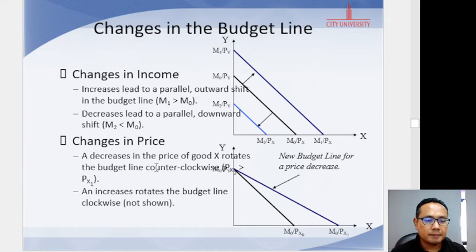So a decrease in the price of good X rotates the budget line counterclockwise, Px0 is bigger than Px1. So an increase rotates the budget line clockwise.